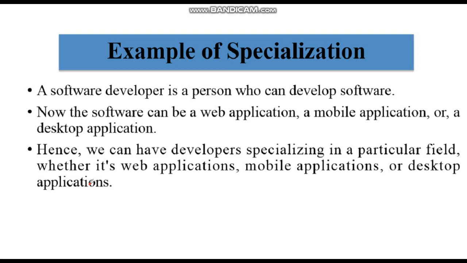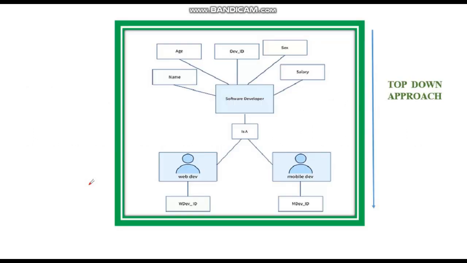Like here the example I have taken, a software developer, okay? He develops a software, right? But what types of software are there? What are the types of software? Those can be web applications, those can be mobile applications, or a desktop application, right? So depending upon these types of software, obviously there are different types of developers specializing in a particular field, whether it is a web application developer, a mobile application developer, or a desktop application developer, right? So this is how you can see the diagram, and this approach is called the top-down approach, okay?